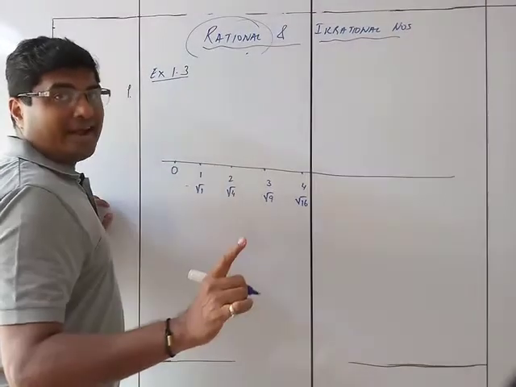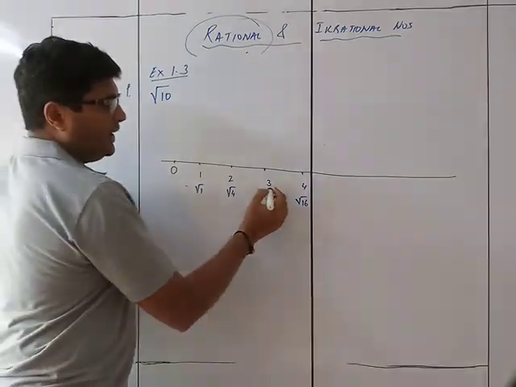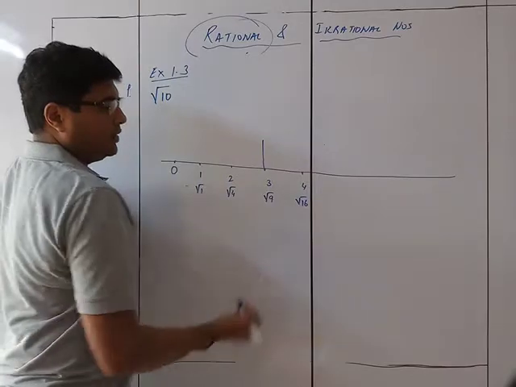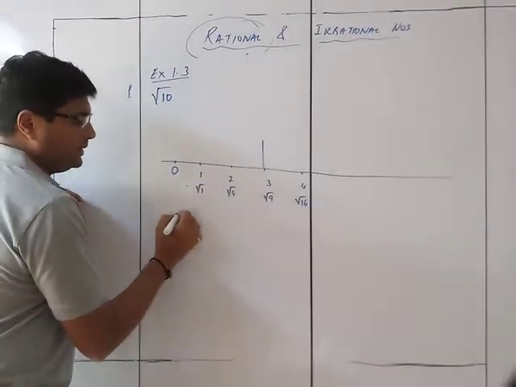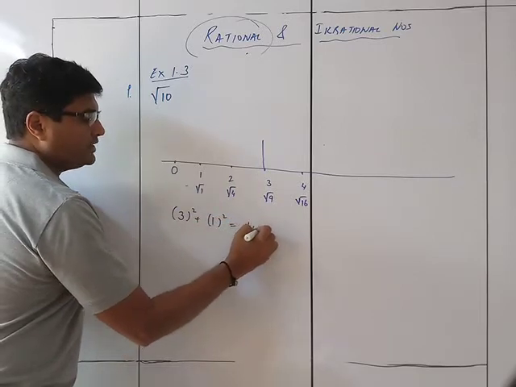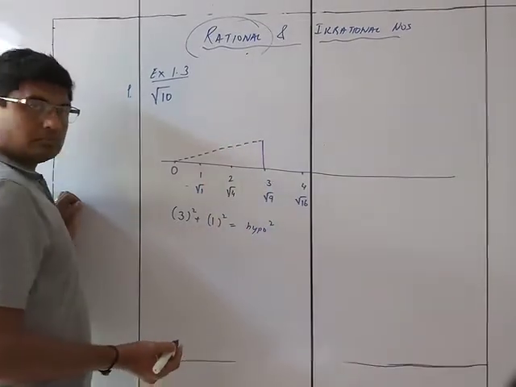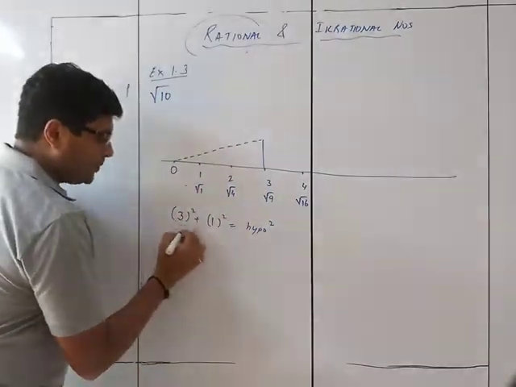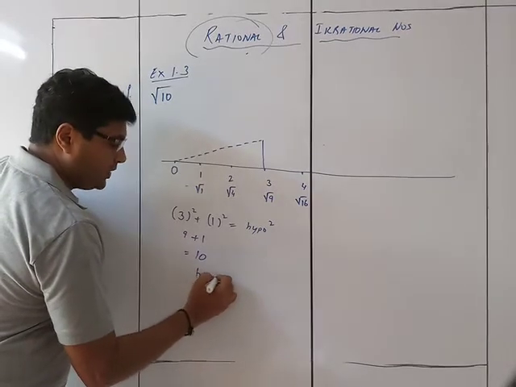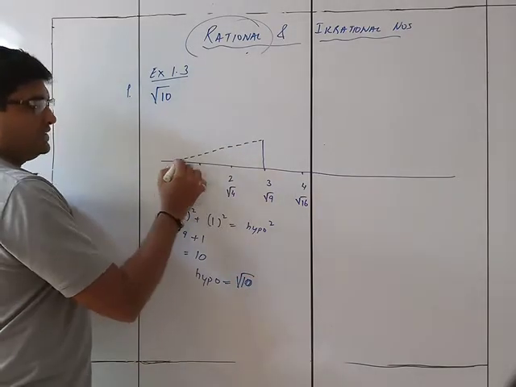I want root 10. What I need to draw is root 10. So at this point, if I draw a line of 1 centimeter here, what is going to happen? This is going to be 3 square plus 1 square is equal to hypotenuse square. So this is my hypotenuse. What is the hypotenuse going to be? It will be 9 plus 1 is equal to 10. So therefore hypotenuse will be equal to root of 10. So this is nothing but root 10.